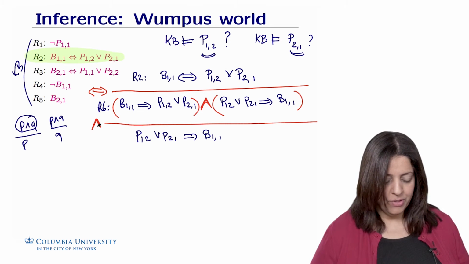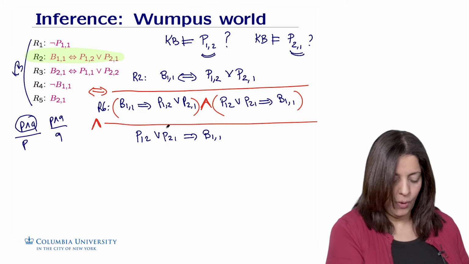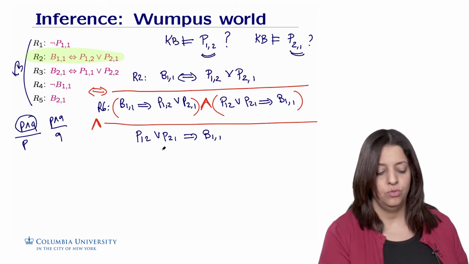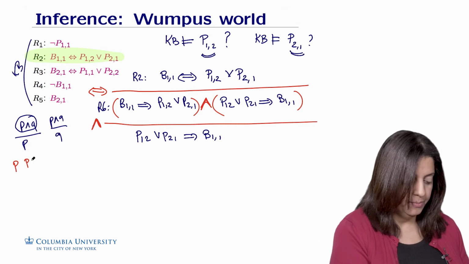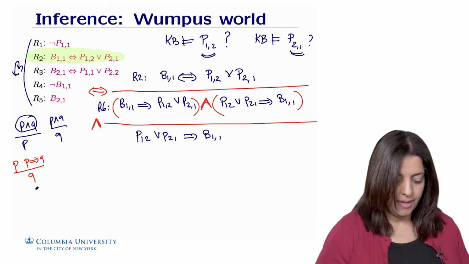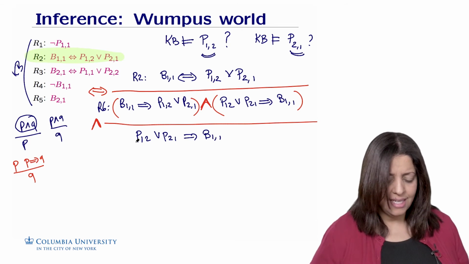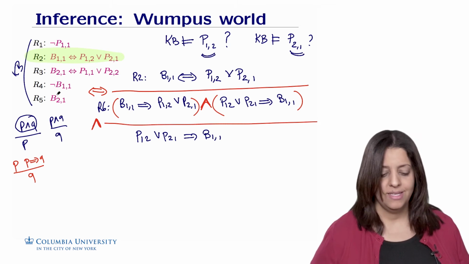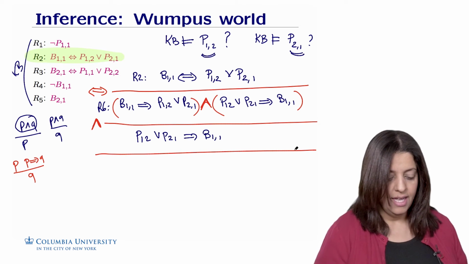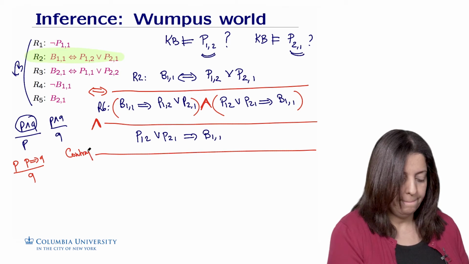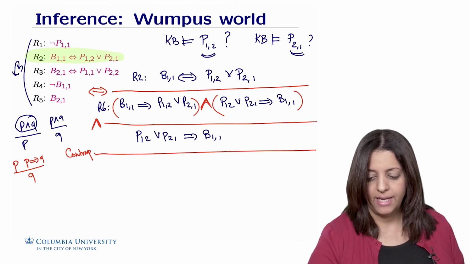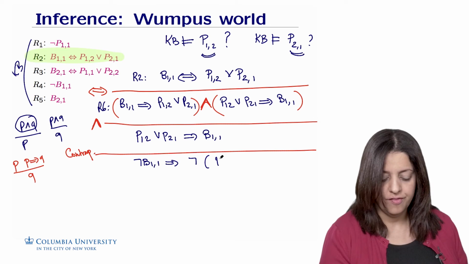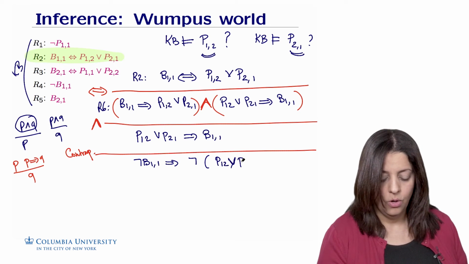Why am I using this one? Because I see that I have B11, and I want to be able to infer, through modus ponens, either P12 or P21. Remember, for modus ponens, if we have P and P implies Q, I can infer Q. But you would tell me that this is not on the right side, and I would tell you that I don't have B11 either. I have not B11. So I'm going to use the trick of the contrapositive to flip this implication. Using the contrapositive, it's possible to rewrite this formula as B11 implies the negation of P12 or P21.